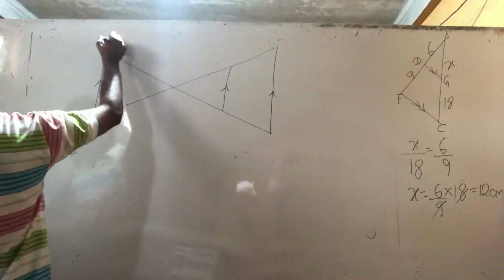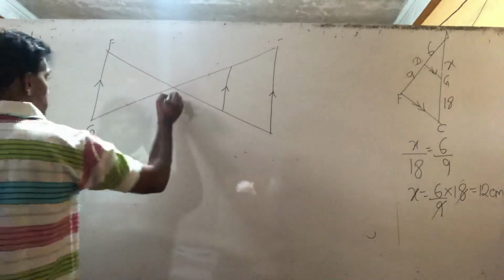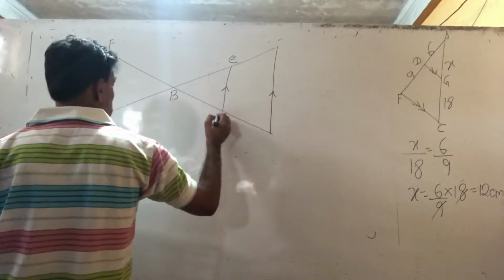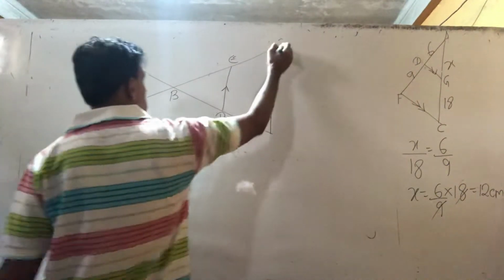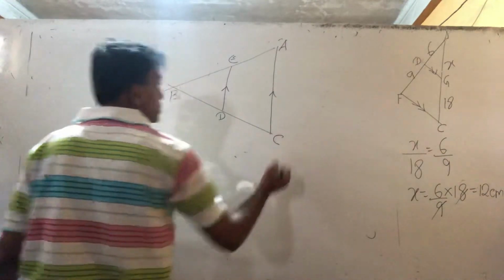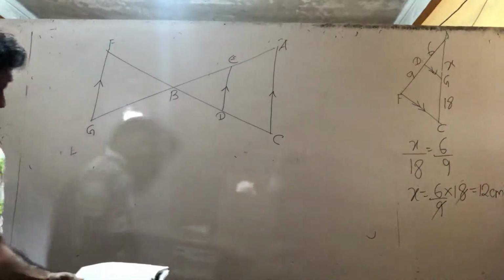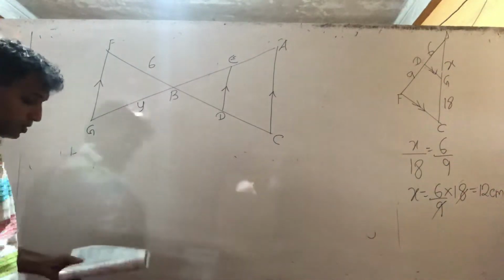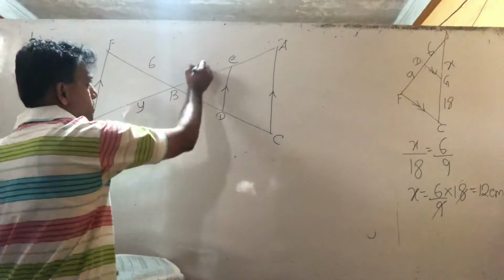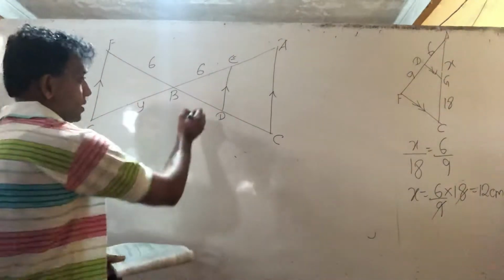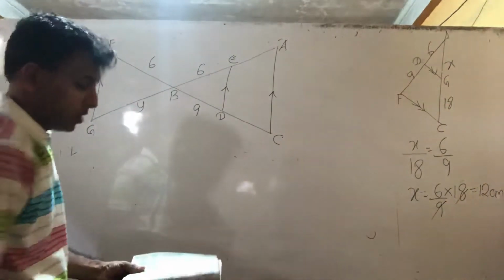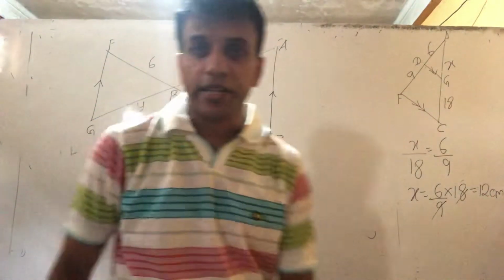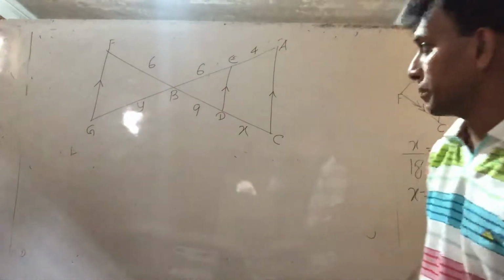G, F, B, E, D, A, C. So what is that? They marked FB is 6. This is Y. And here 6. This is 9. Here 4. This is X. Same idea. Find the values of X and Y.